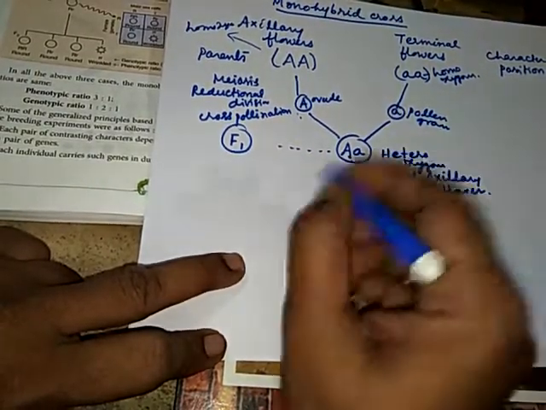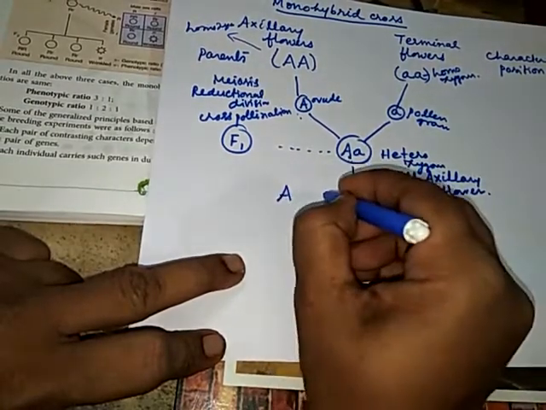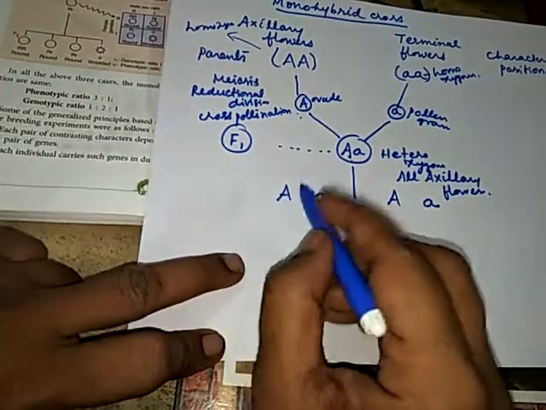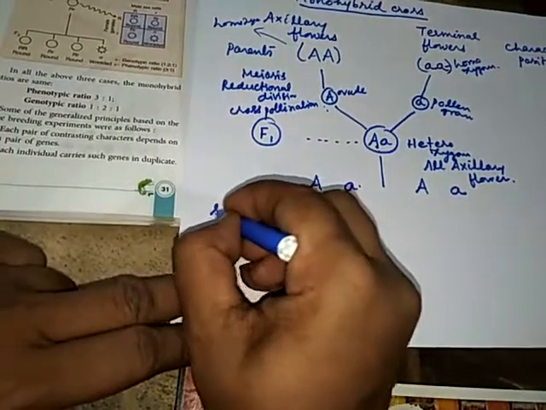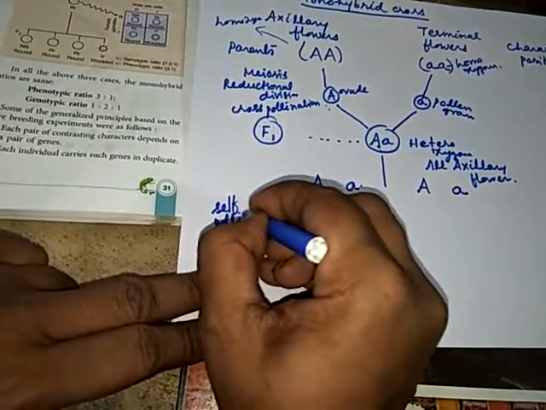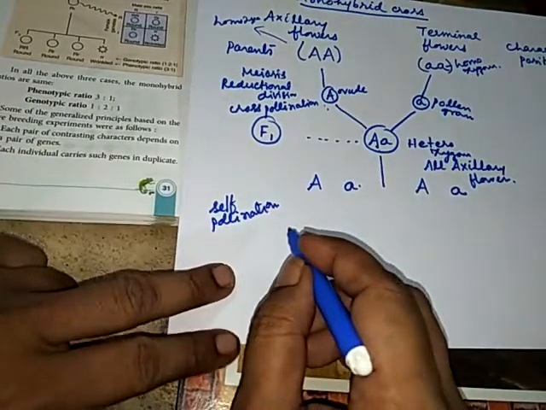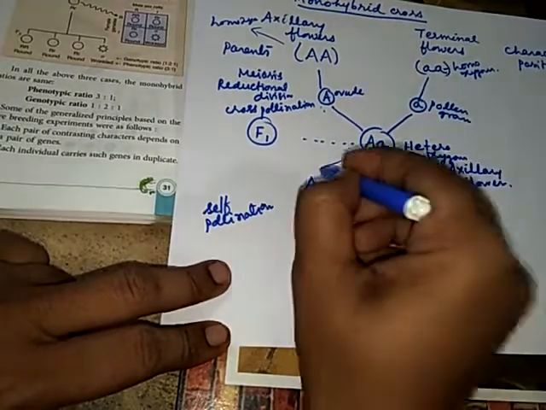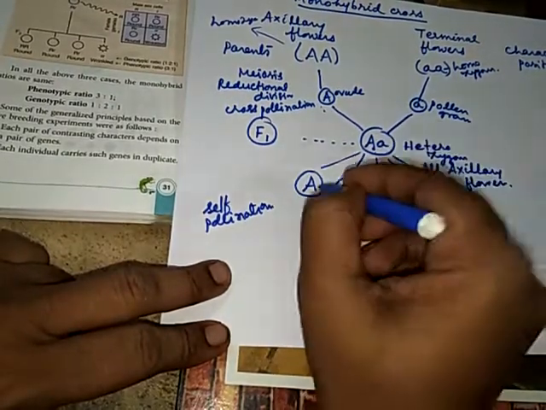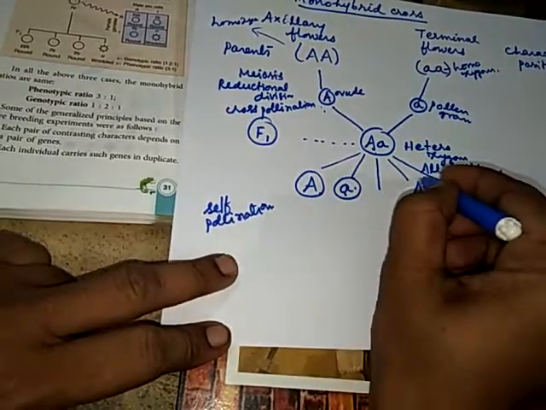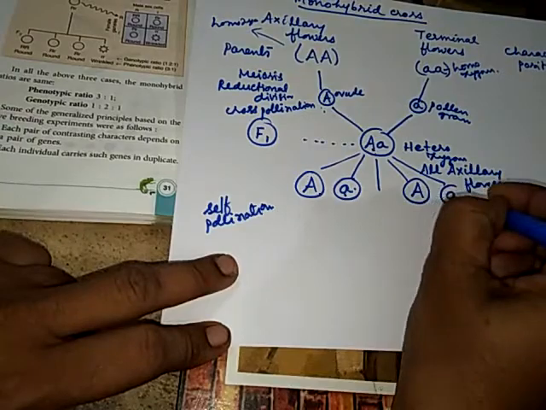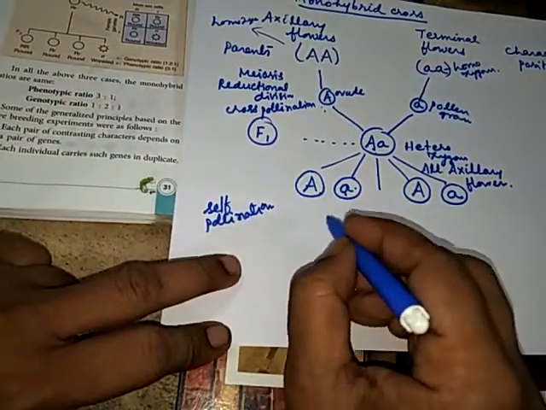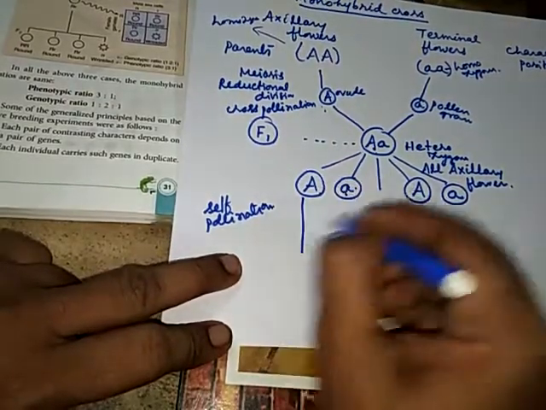We take the same heterozygous plants containing A and a, and again go for self pollination. These are the gametes: this is one gamete of the heterozygous, and this is the other. Like that, many flowers can form the offspring in the F1 generation. Any two flowers we take for self pollination, we can go like this.